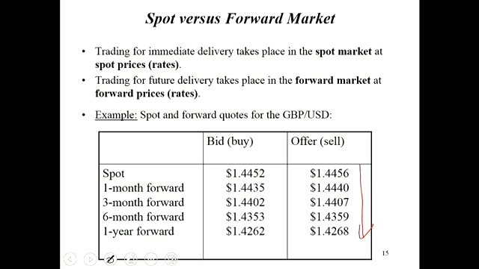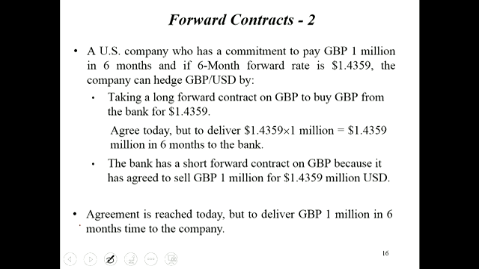In the example that follows, we're going to take a 6-month forward. So here it is. This U.S. company has a commitment to pay 1 million British pounds in 6 months. We just got that rate there, so this is going to be the rate, right here, $1.4359. That's the rate today. So they enter into the contract, and there are 2 sides of the contract, the long side and the short side. Now, in terms of the company and the bank, which of them is going to take the long side of this contract? The company is going to take the long side.